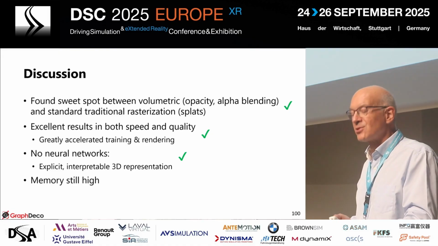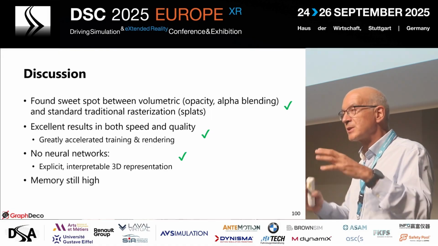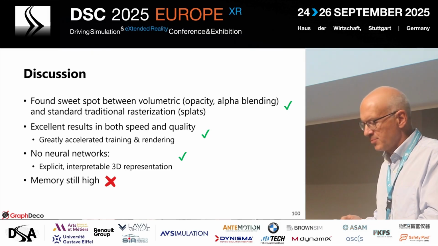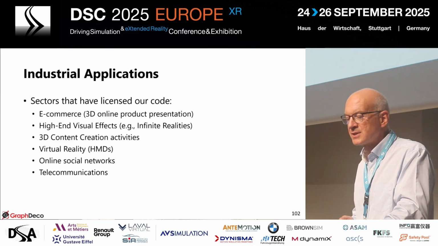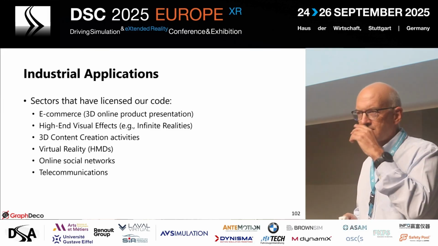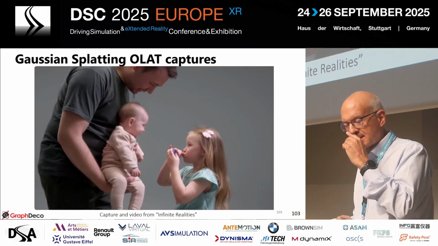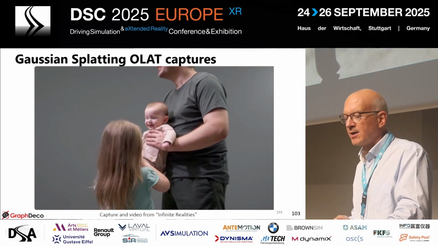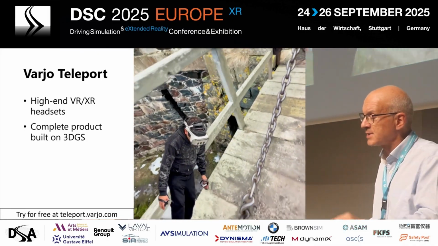And the fact that we don't have neural networks is important because instead of NERF, which is this big black box, you actually know where things are. It's interpretable and easy to use. Memory was still high, but as I said, that's been solved. It's being used in all the graphics engines. Our code was licensed free for research, pay for commercial. Several companies adopted it, so this one is a special effects company, so this is not a video, right? This is a 3D environment that you can navigate in freely, which is dynamic with multiple cameras. Varjo has a teleport product that allows people to reconstruct environments and investigate.